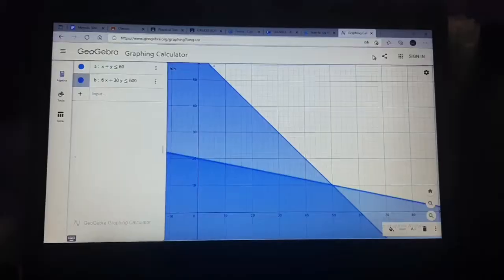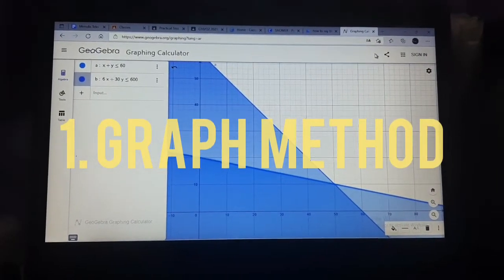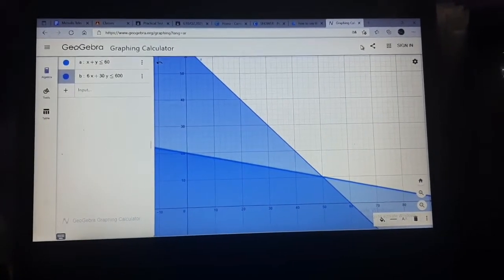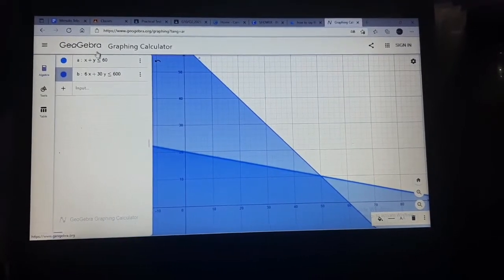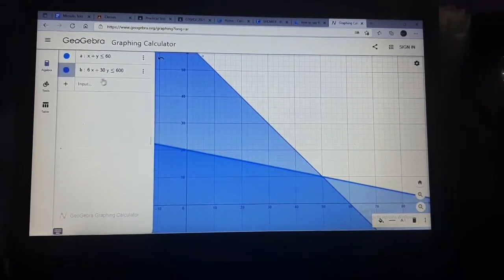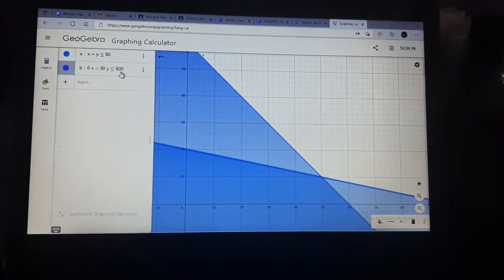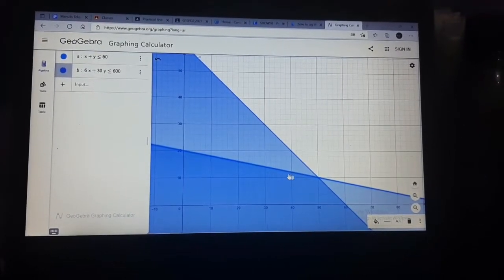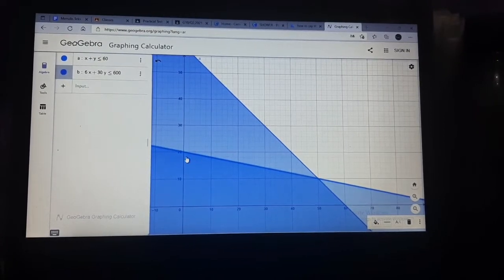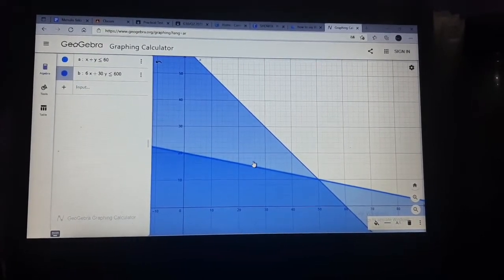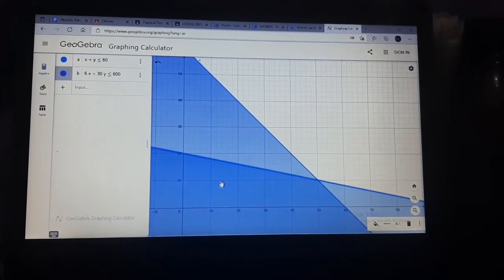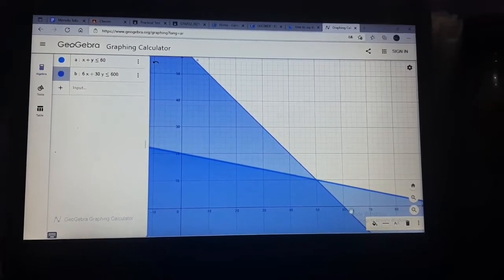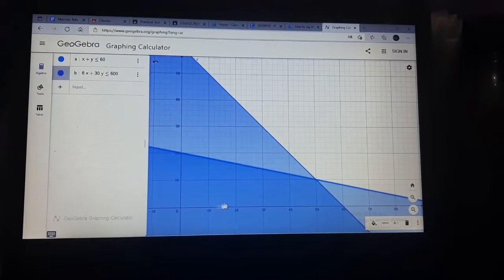Okay, so now we will first use the graphing method, because there are actually two methods to solve this question. First, we will start with the graph. I have inserted my two equations here: X plus Y is less than or equal to 60, and 6x plus 30y is less than or equal to 600. Now, because we want to find the maximum income, we need to use the points in which the numbers are the maximum. So we will ignore the other points here and focus on the points that are the maximum.